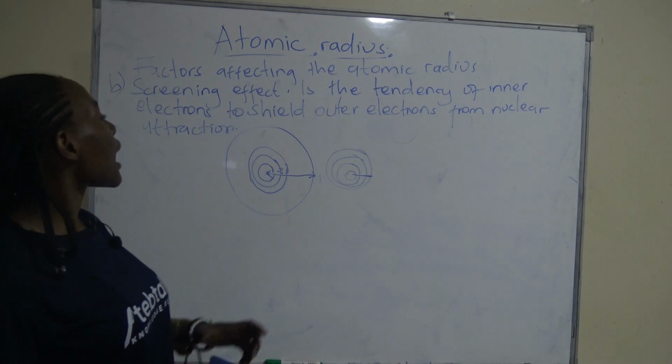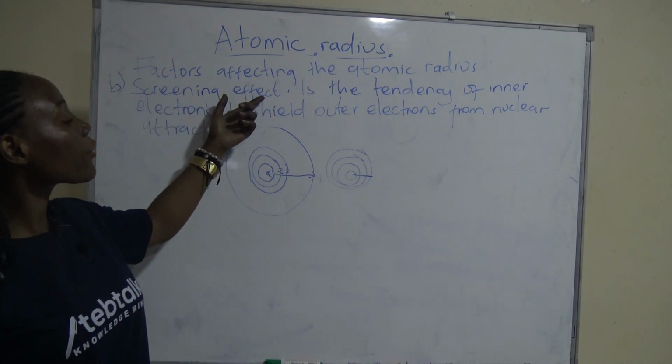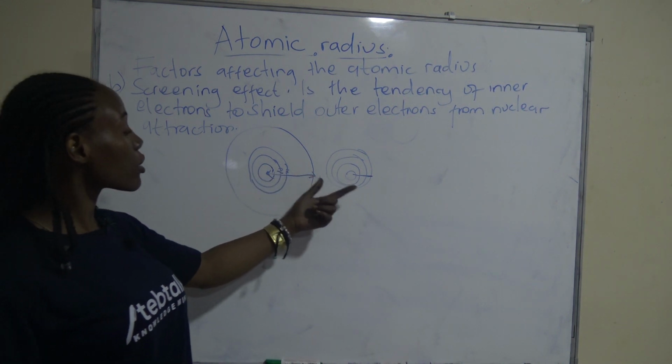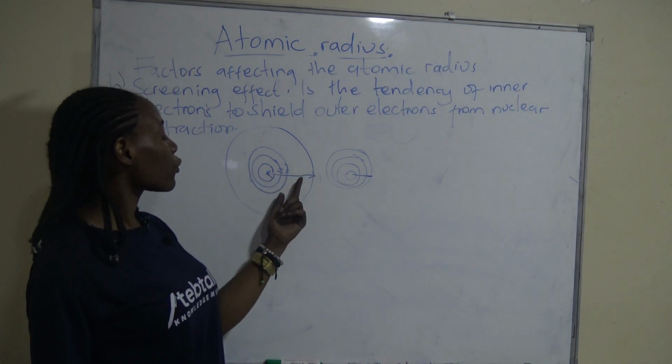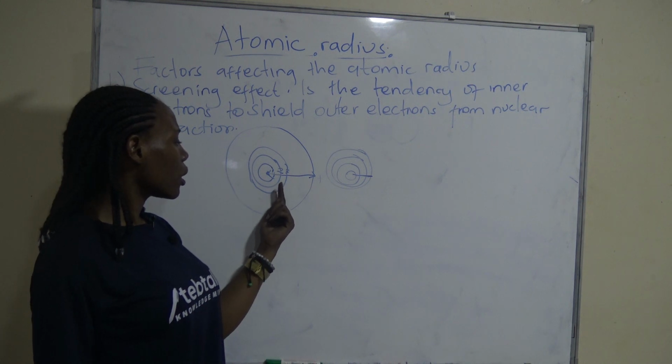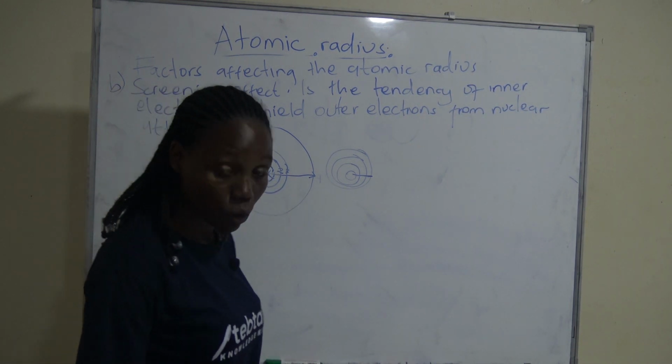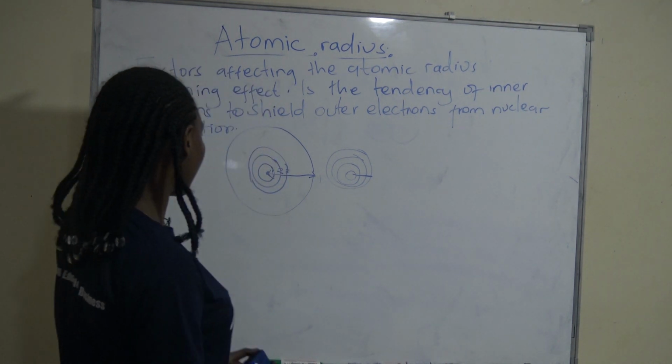So that means increasing the screening effect reduces the attraction of electrons in the outermost shell from the nucleus, making the atomic radius greater, or what we call big.